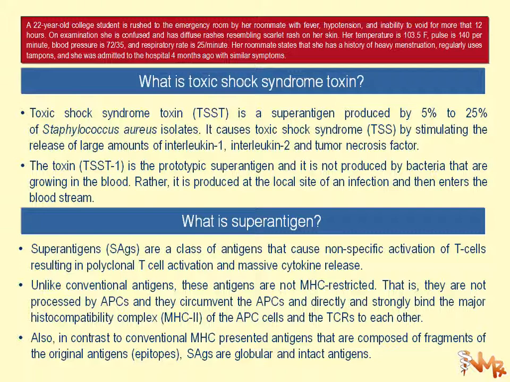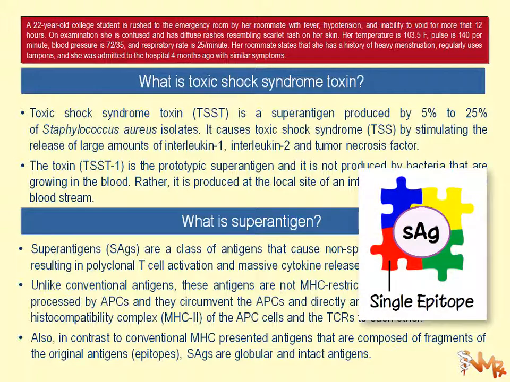Also, another must-know fact, also in contrast to conventional MHC-presented antigens that are composed of small fragments of up to 13 amino acids, fragments of the original antigens, the epitopes that we have covered, the super antigens are global, they are big, they are composed of the intact antigen, which has many more amino acids. Or in a sense, the super antigens contain several epitopes inside them.